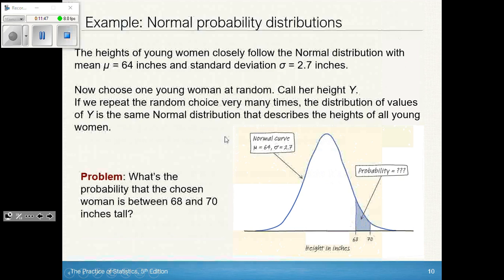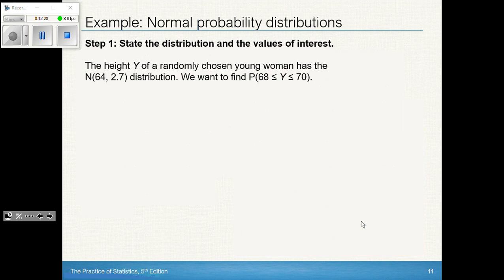So here's an example. The height of a young woman is approximately normal with mean 64 and standard deviation 2.7. It's a different population of young women perhaps than we've talked about in class. So if we choose one young woman at random, we'll call her height y. We get another young woman and another and another, and pretty soon we end up with this normal curve with a center at 64 inches and a standard deviation of 2.7 inches. Now I want to know what's the probability I choose a woman somewhere between 68 and 70 inches. That blue shaded region is the probability that I get a woman between 68 and 70 inches tall.